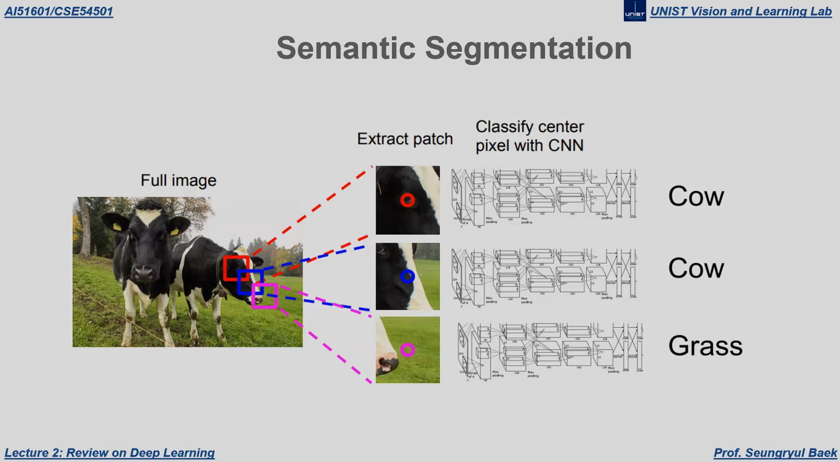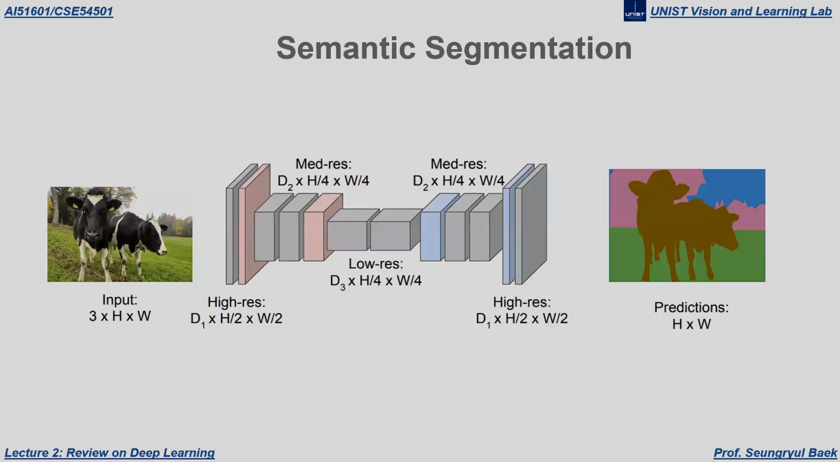But CNNs have complex architecture with deep layers, and we cannot secure efficient time even with GPUs. So we cannot do that. So computer vision researchers began to think of an efficient way of achieving semantic segmentation using deep layers.